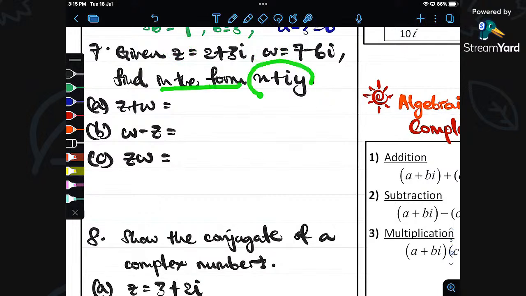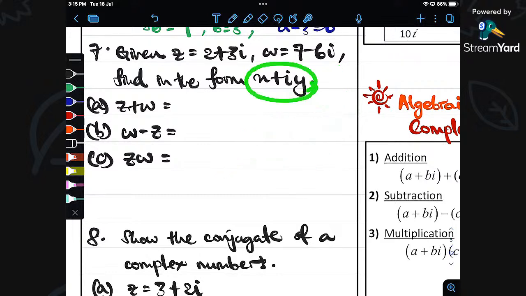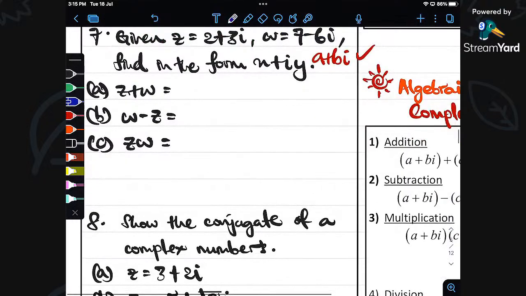Find in the form of X plus I, Y. So jangan takut, X plus I, Y hanyalah sama sahaja dengan bentuk ini. You don't have to be afraid, all of them are describing the same thing. They want you to write down the answer dalam bentuk complex number di mana ia mempunyai real part and also imaginary part. That is what they want from you. This is actually equivalent to A plus BI. Sama sahaja, jangan takut. So your job is just to plus them together.